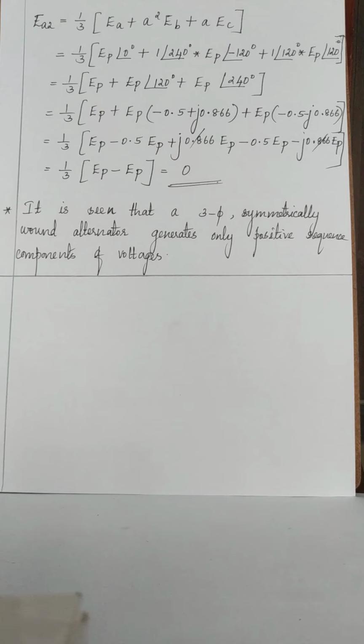So what did you infer? We have found that the zero sequence component of the induced EMF is 0, and the negative sequence component of the induced EMF is 0. So we have only the positive sequence component, EA1 equal to EP. We have proved that a three-phase symmetrically wound alternator can generate only positive sequence components of voltages. This is the reason why, in drawing sequence networks, in the positive sequence network alone we are showing the induced EMF EG.